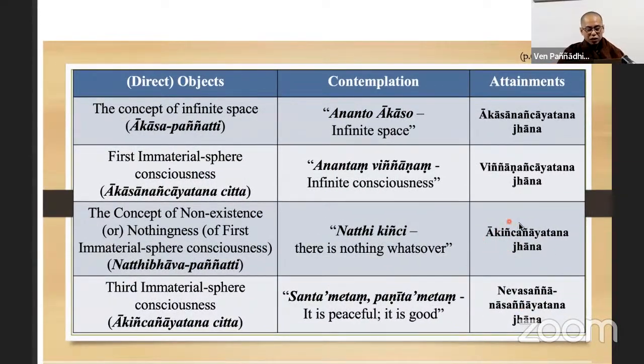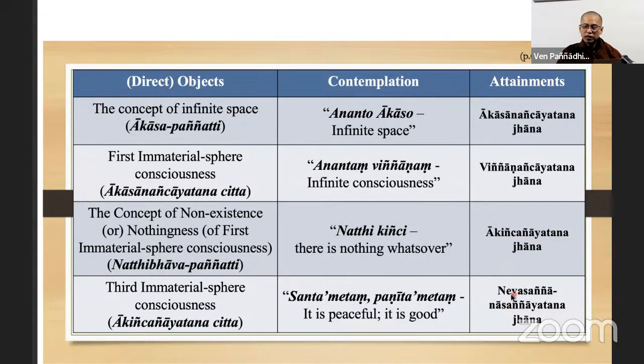Okay, let's talk about this Akincanna, because just Vinnana changed, not so difficult. Here Akincannayatana also comes from Akincana, as I said. Akincana means nothing remains. Nothing remains, Akincana. So that's why we connect with nothing here, the one nothing. And then with the Ayatana, it becomes Akincannayatana.